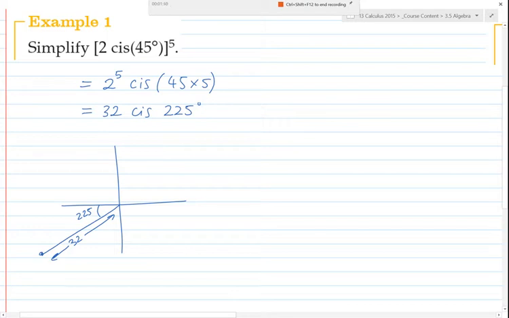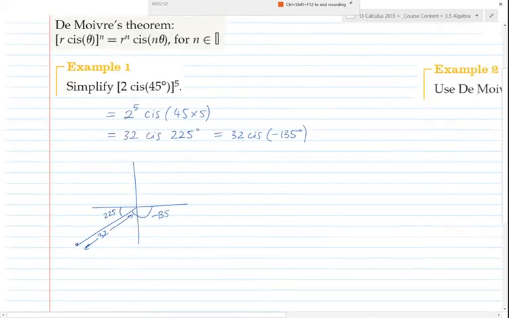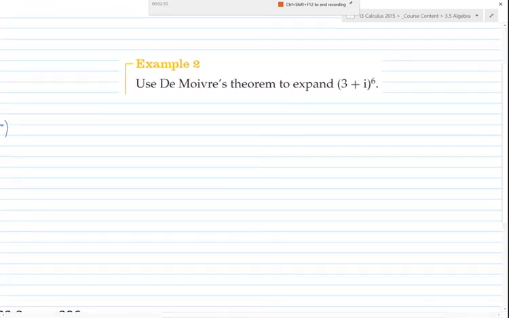Now, there is another way to write this, because you can write the angle as negative, so you would just go 360 minus 225, which is 135, and we could write that as negative 135. So another answer which would be equivalent is 32 cis negative 135, and both those answers are equivalent. It doesn't actually matter which one you use, so long as you use one of them. I personally prefer positive angles, but that's totally a personal preference. There's no mathematical reason for that. Okay, we'll go to the second example.